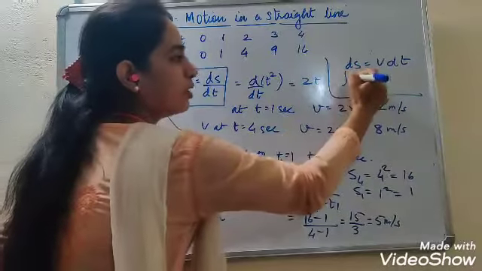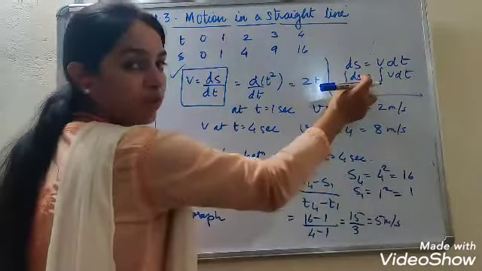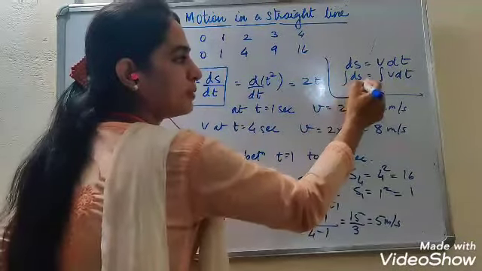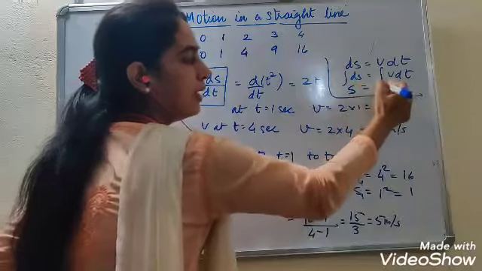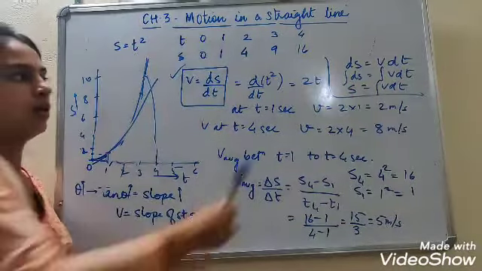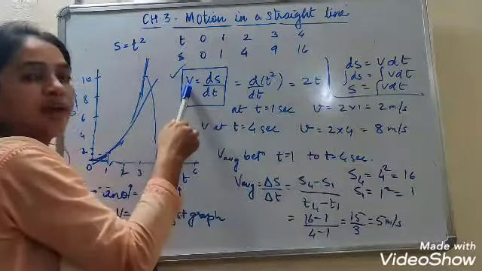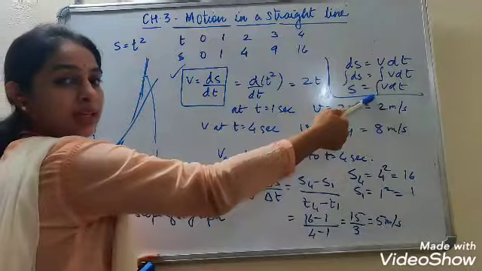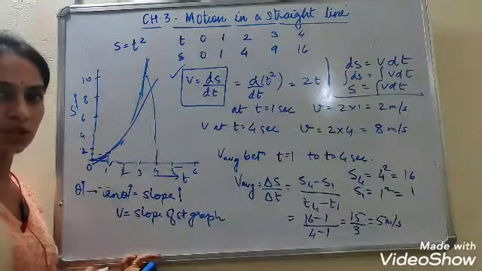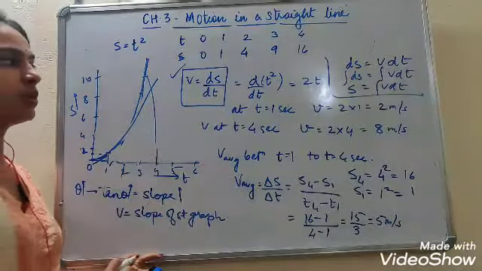Right? ds is equal to v dt. Now integrating both sides, integration of ds is integration of v dt. Integration of ds from 1 to 4 will be the displacement s, and integration of v dt will give you the displacement. Okay, so if you have to find displacement from velocity, you use integration. If you have to find velocity from displacement, you use differentiation. Right? So this is about average velocity and instantaneous velocity.